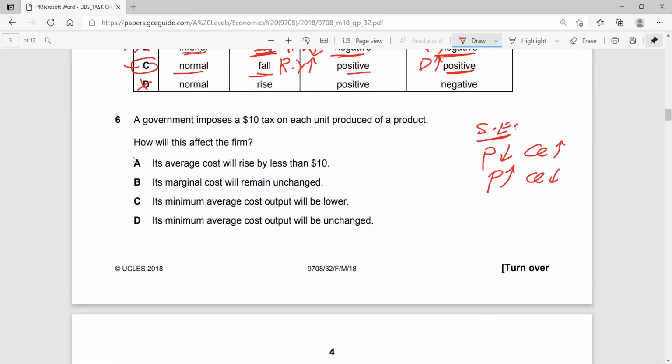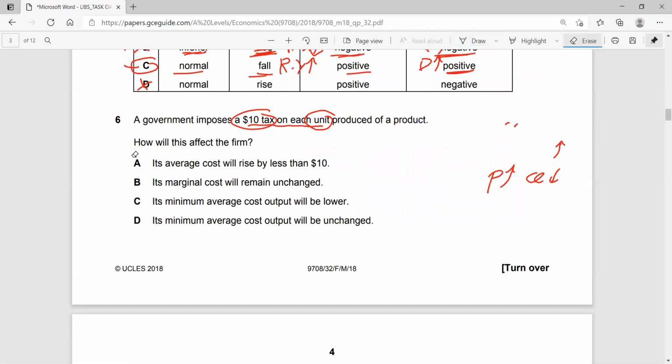A government imposes a $10 tax on each unit produced of a product. How will this affect the firm? So it's just going to increase your cost for every unit. Every unit you produce, you have to pay a $10 tax. So every unit you produce, it would increase the cost.